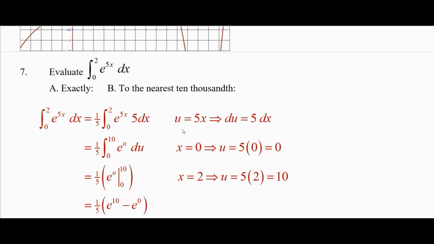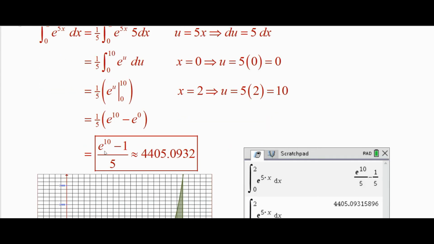Number 7, evaluate the integral from 0 to 2 of e to the 5x dx. Let u be 5x, du is 5 dx. Put a 5 in here, put a 1/5 out front. It becomes e to the u du, 1/5 out front. We have to switch the x's to u's. So when x is 0, 5 times 0 is 0, so u is also 0. When x is 2, 5 times 2 is 10, so u is 10. The antiderivative of e to the u is e to the u. We just evaluate from 0 to 10, so it's e to the 10th minus e to the 0. E to the 0 is 1. So it's e to the 10th minus 1, over 5.